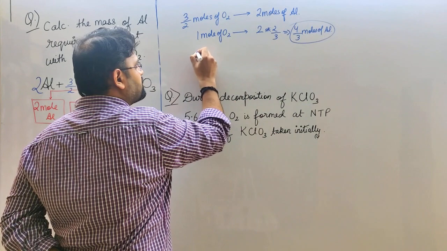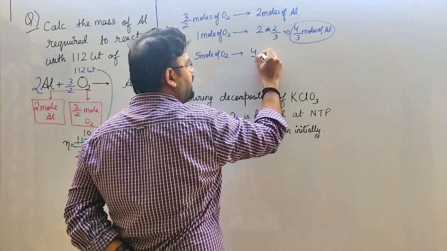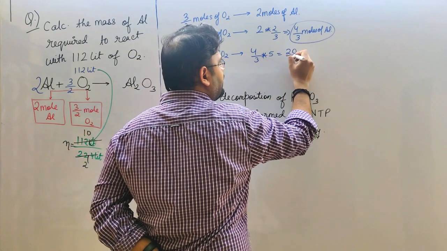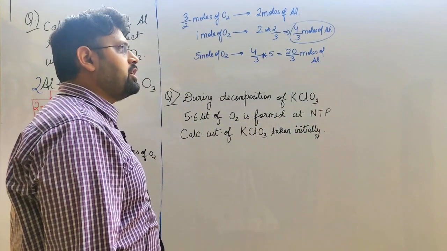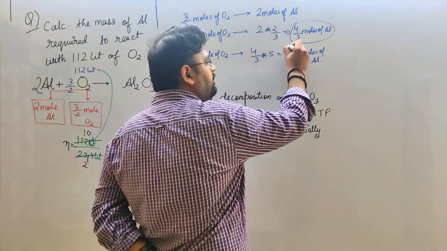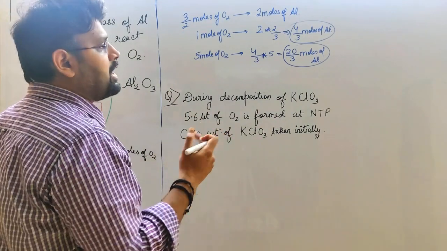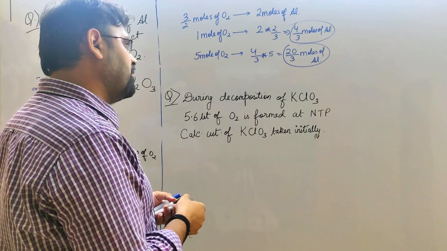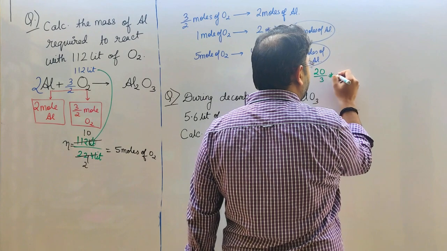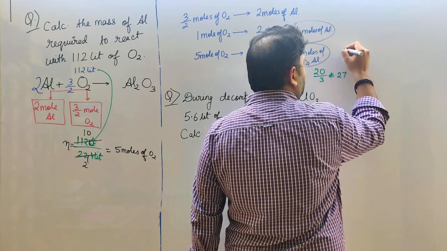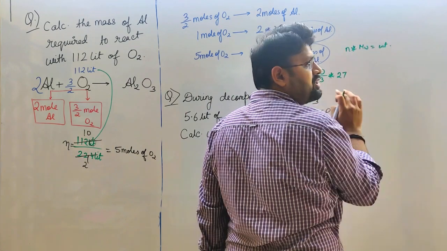So 5 moles of oxygen will require 4 by 3 into 5, that is basically 20 by 3 moles of aluminium. 20 by 3 moles of aluminium will be required for reacting with 5 moles of oxygen. So what is the mass of 20 by 3 moles of aluminium? Mass will be 20 by 3 into 27. Moles into molecular weight will give you weight; weight upon molecular weight gives us moles. We have seen this formula.